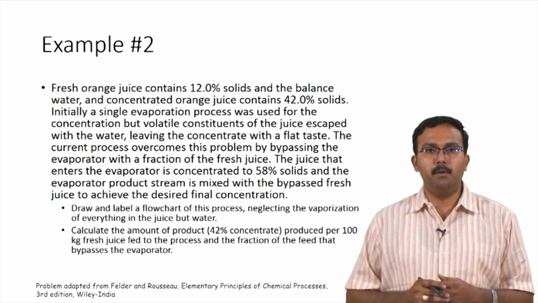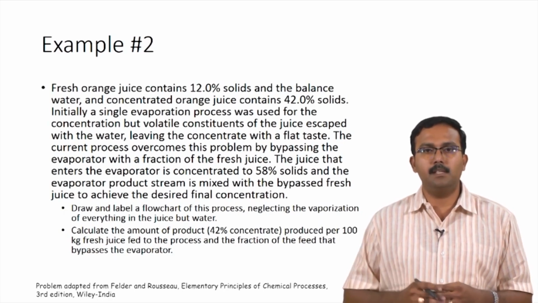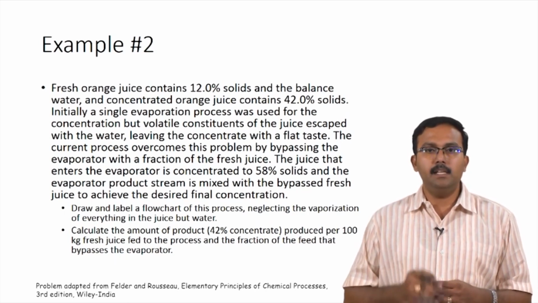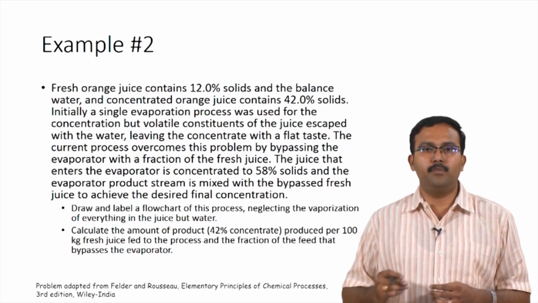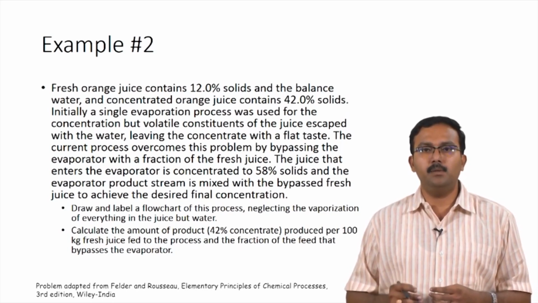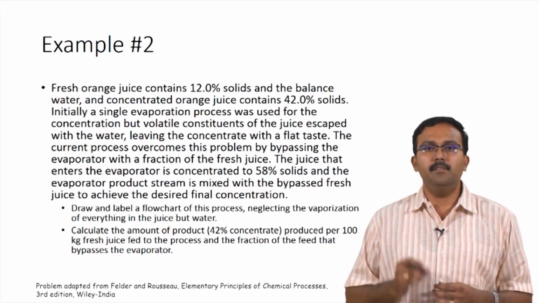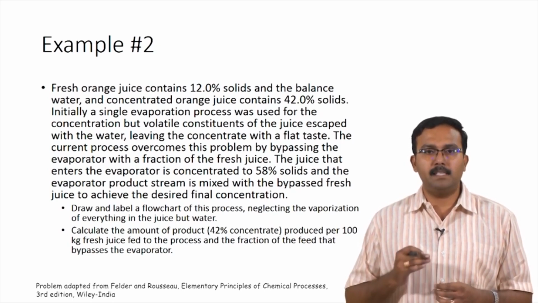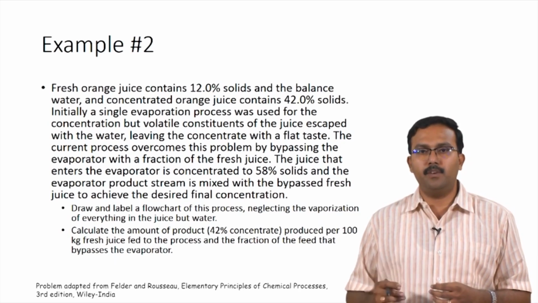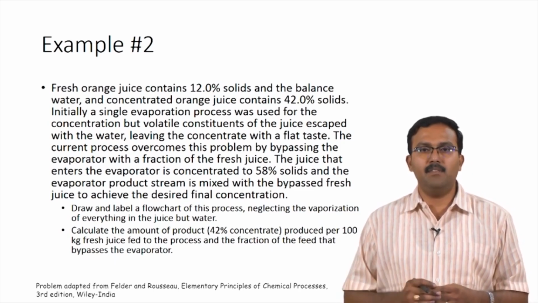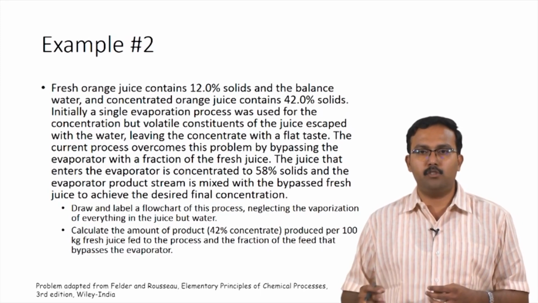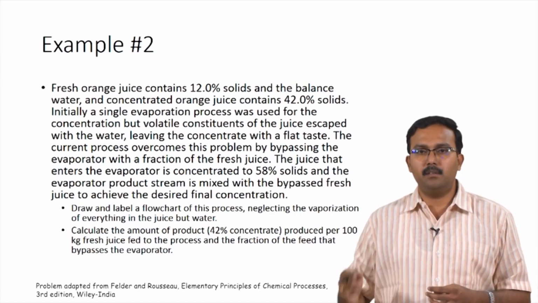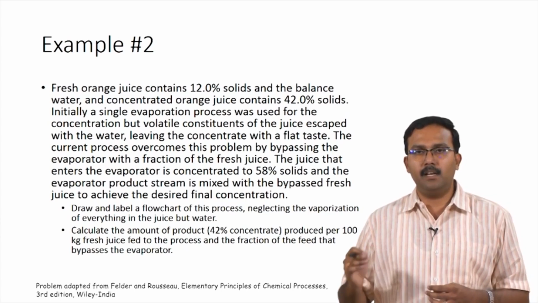Here is the second example problem. Fresh orange juice contains 12% solids and the rest is water. Concentrated orange juice contains 42% solids. Initially a single evaporation process was used for concentration, but volatile constituents of the juice escaped with the water, leaving the concentrate with a flat taste. The current process overcomes this problem by bypassing the evaporator with a fraction of the fresh juice, and the juice that enters the evaporator is concentrated to 58% solids, and the evaporator product stream is mixed with the bypassed fresh juice to achieve the desired final concentration.